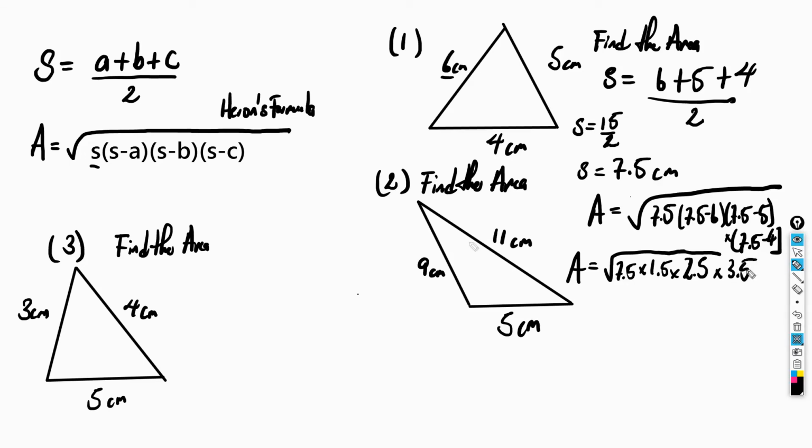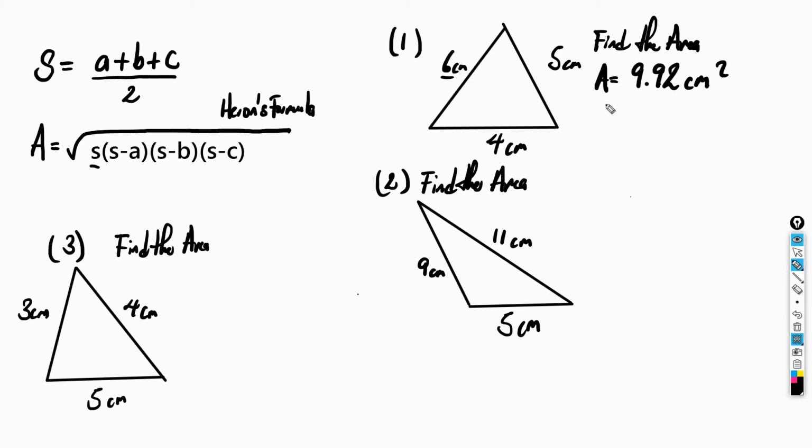We're going to put all of these in our calculator now, and we should get the square root of 98.44. So let's find the square root of that, and the answer ends up being 9.92, and this is in centimeters squared. Don't forget to put it in centimeters squared, guys. Always remember that. So let's clean this up and put the answer up top: the area is equal to 9.92 centimeters squared for that question.